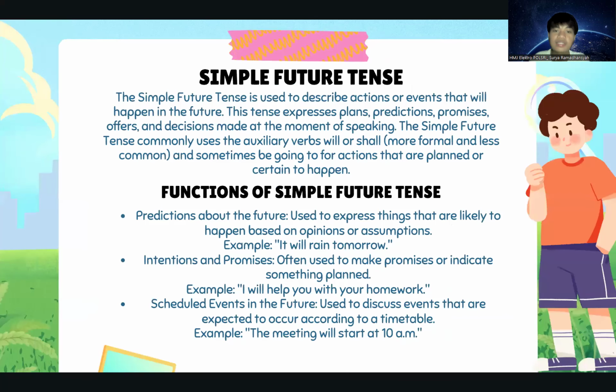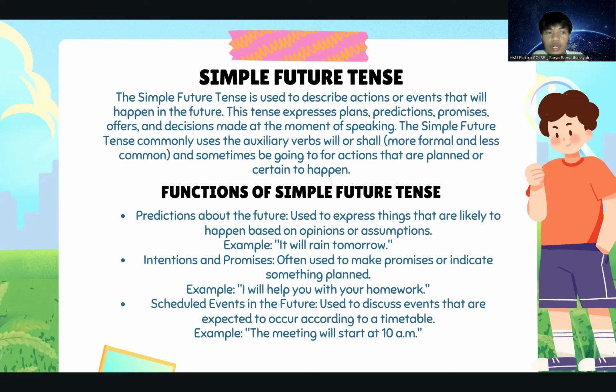Okay, the last one is simple future tense. So what is the simple future tense? Simple future tense is used to describe action or events that will happen in the future. This tense express plans, predictions, promise, offers, and decision made at the moment of speaking. The simple future tense commonly use the auxiliary verb will or shall, and sometimes be going to for action that are planned or certain to happen.